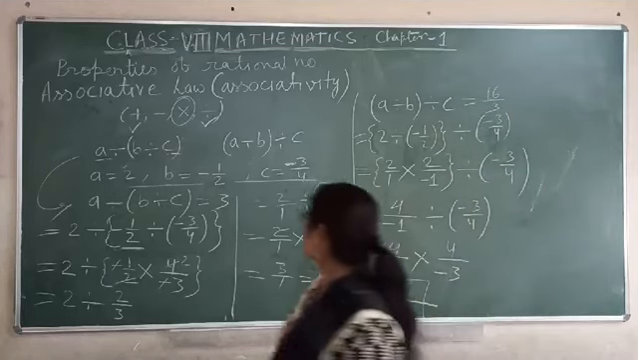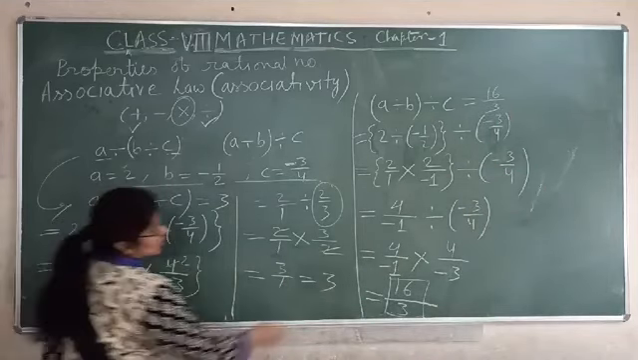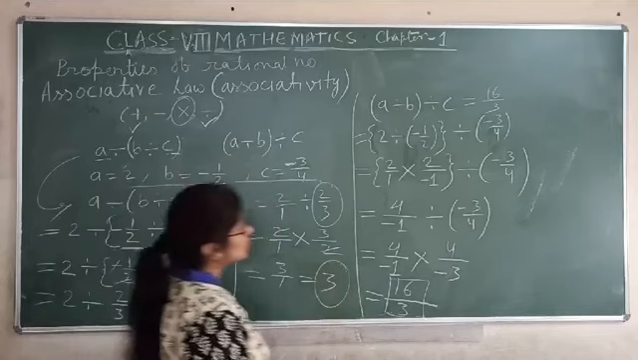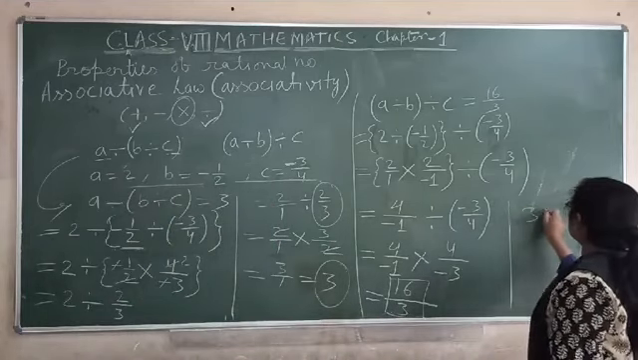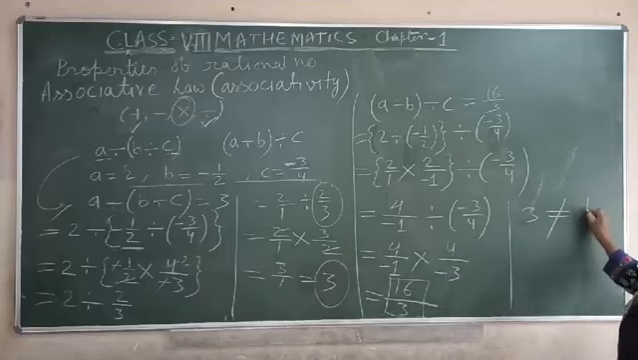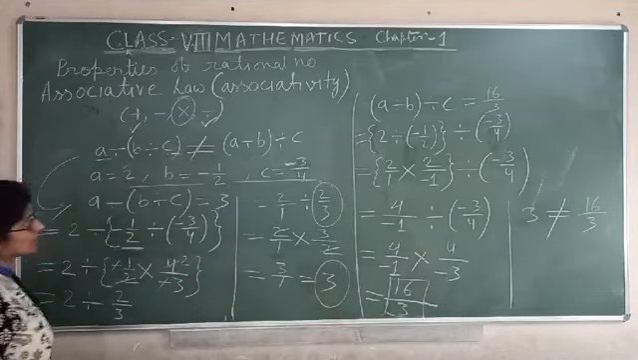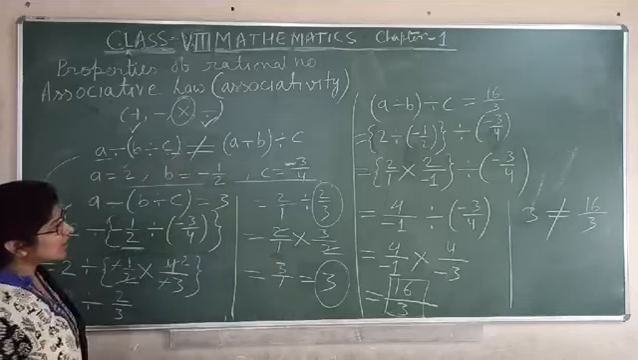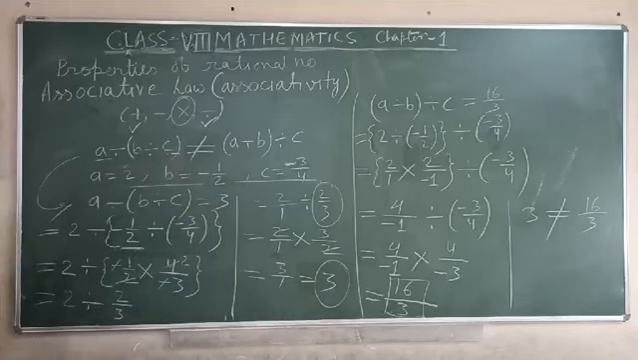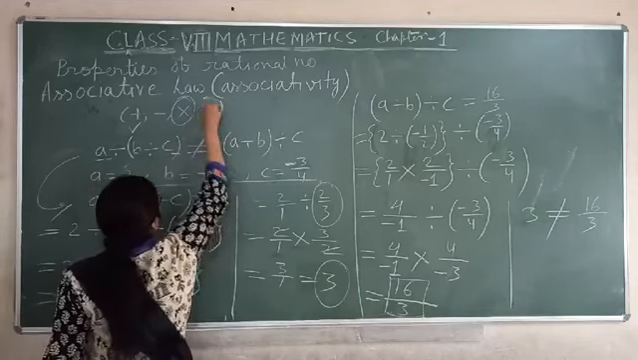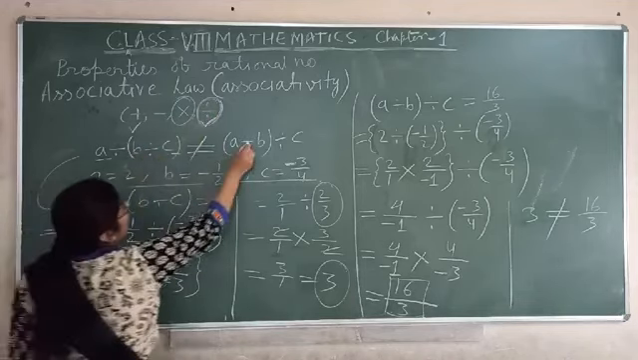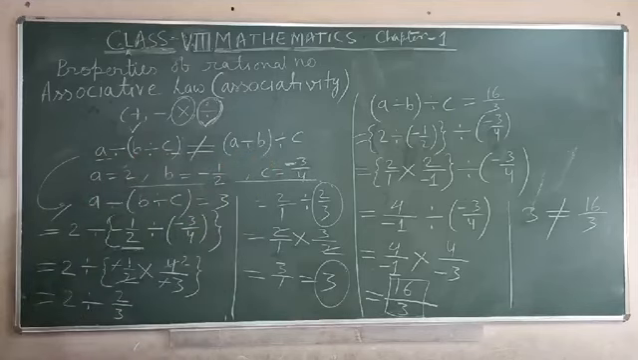In the first case you got 3, and in this case you are getting 16 upon 3. So we can say 3 is not equal to 16 upon 3. That's why here also we will make a not equal sign. Both sides are not coming equal. So we can say the associative law of division is not applicable for rational numbers.